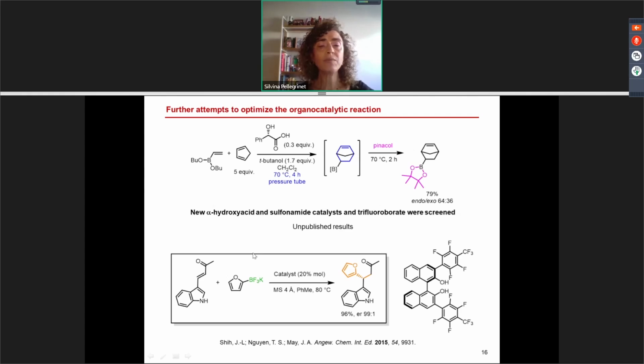Potassium trifluoroborates have been used in organocatalytic reactions of organoboron compounds, like this example from the Thieme group, in which they use this boron-substituted furan to do a conjugate addition. And we were thinking about this chemistry. We wondered whether we could use these furans as dienes in Diels-Alder reactions.